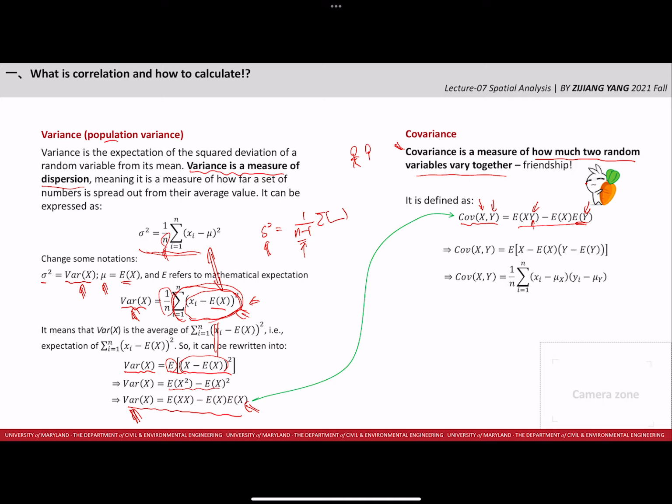So basically, we have two people here, and the variance is a measure of itself, like me and myself, the friendship between me and myself. But for the covariance, we measure the friendship between two different people here. And based on this definition, we can rewrite it, open the expectation, and finally have this expression. This expression is also a little bit complicated.